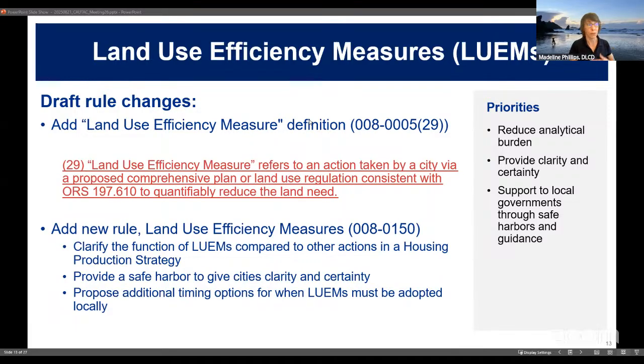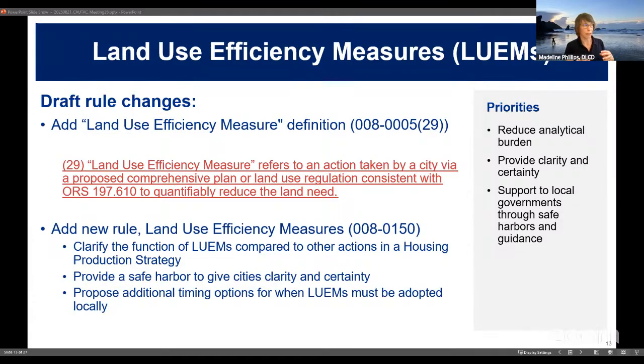Just to bring us back to that graphic from the beginning, you'll see land use efficiency measures is defined in the context of this work. You will remember that from the work that we did several months ago, and you'll also see that we've worked to wordsmith or update the draft definition of land use efficiency measure, hopefully to reflect some of the feedback that we got from you in both May and July of this year.